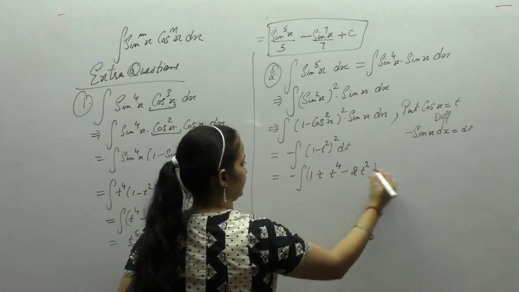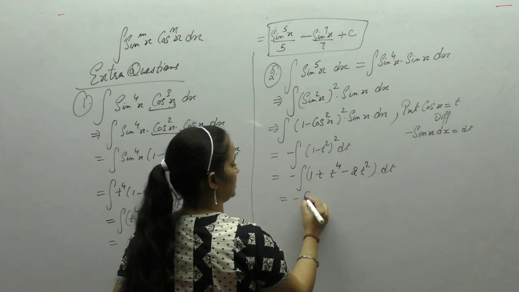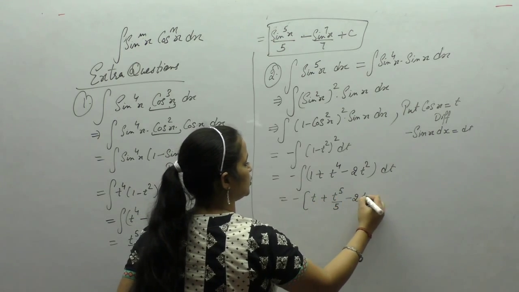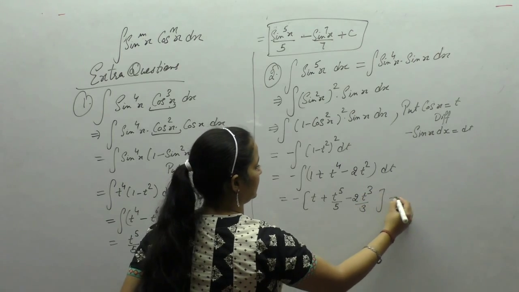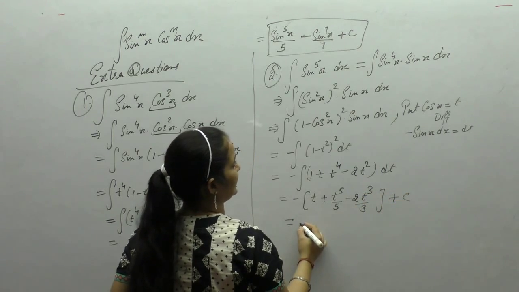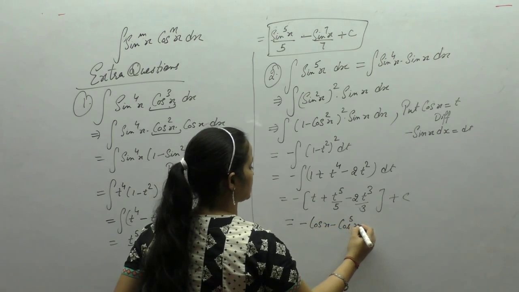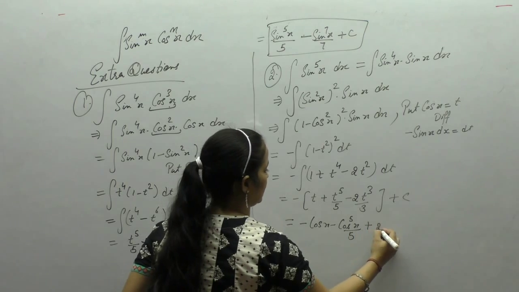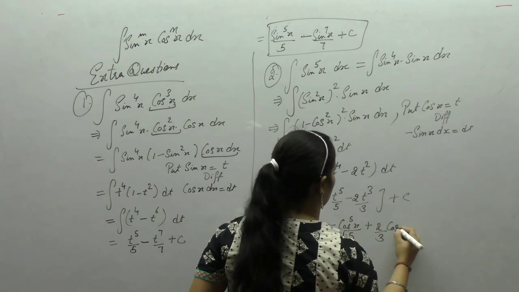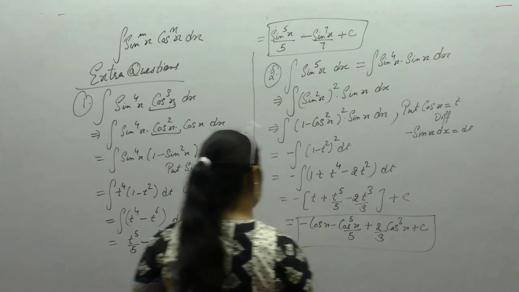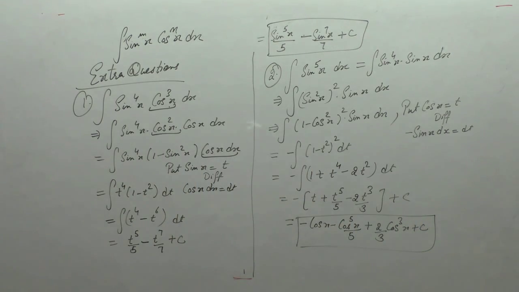Minus 2ab. Now apply the power rule. t plus t to the 5 by 5 minus 2t cube upon 3 plus c, and t here is cos of x. Minus cos of x minus cos 5x upon 5 plus 2 by 3 cos cube x plus c. Minus cos x minus cos 5x upon 5 plus 2 by 3 cos cube x.